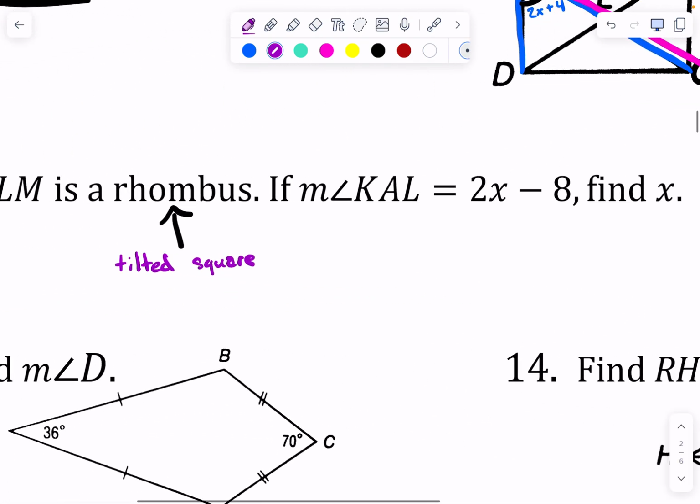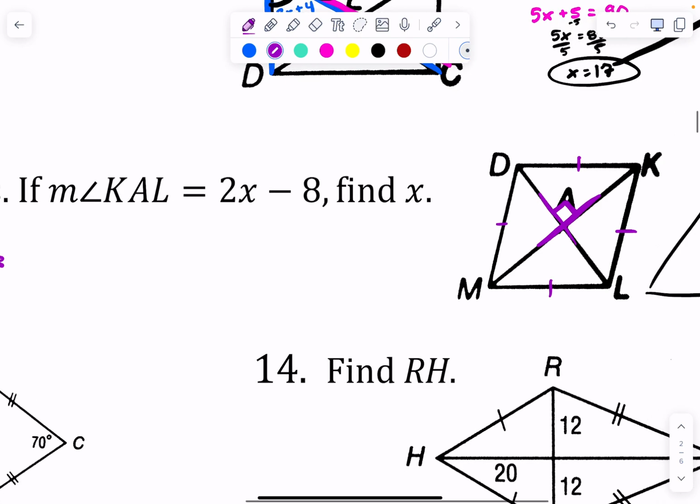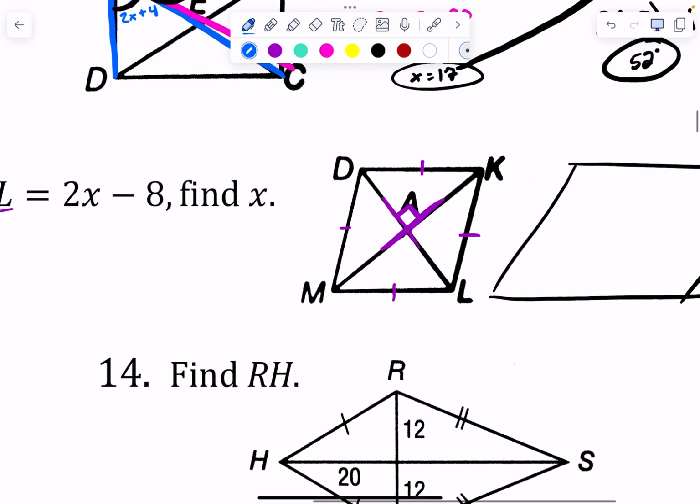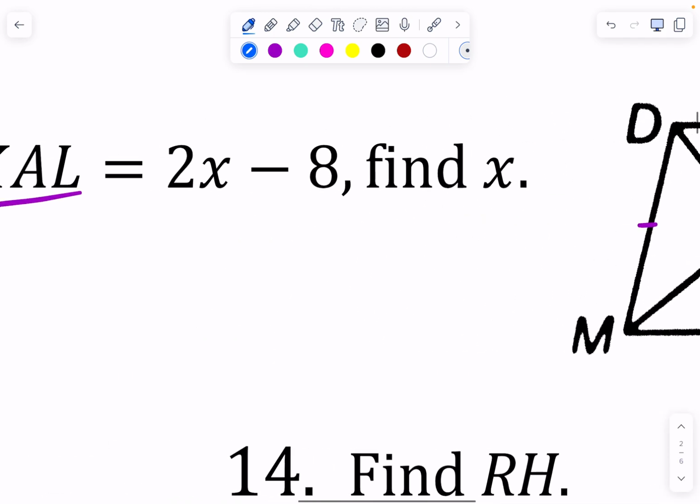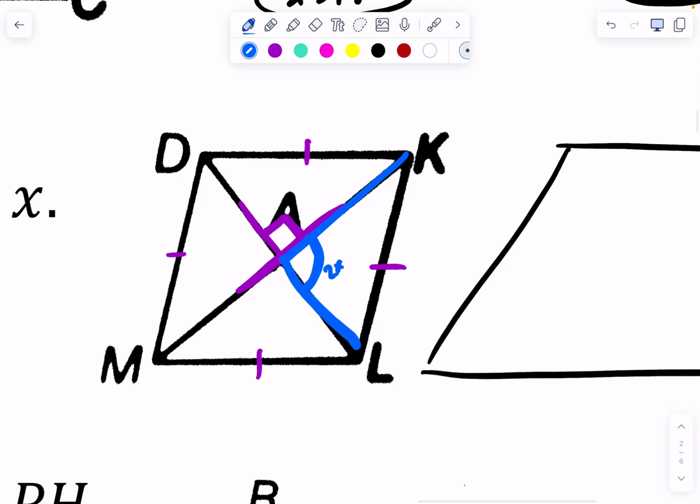Okay, here we go. It says, oh man, KAL. Which angle is KAL? That one, this one right here, right? KAL. And that guy is 2x minus 8. Am I making you dizzy yet? Okay. 2x minus 8. And that's all that we have. We don't have anything else. We don't have another angle. That's all we have.